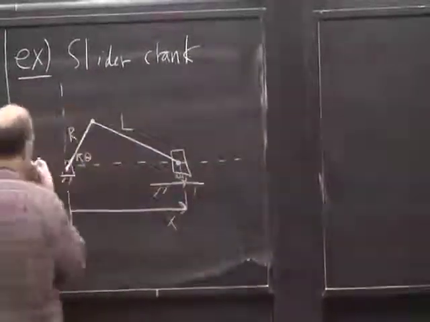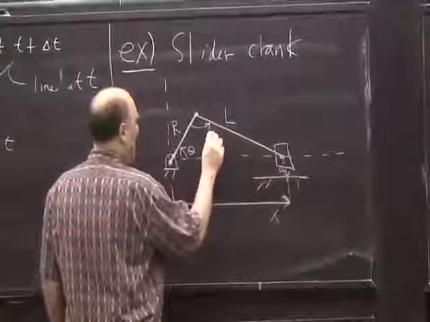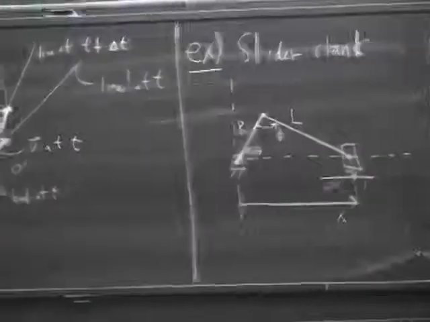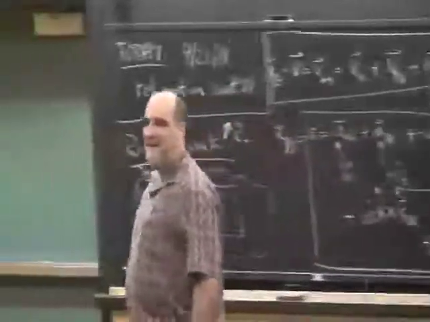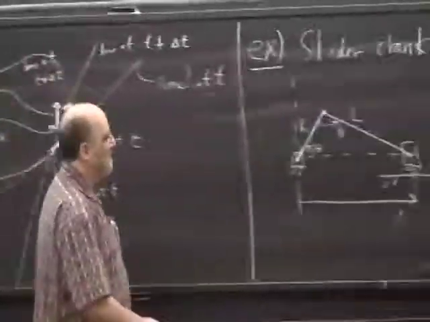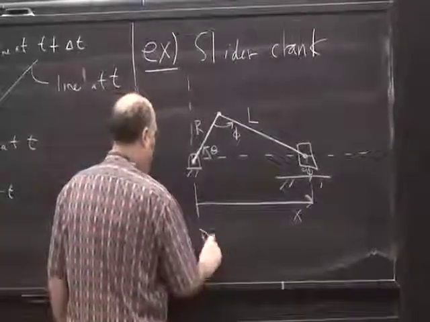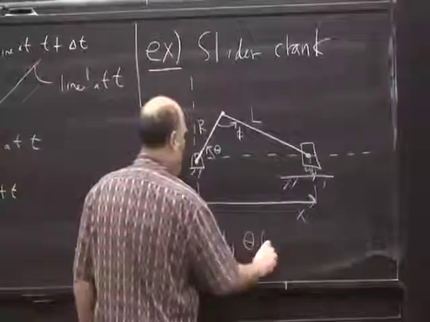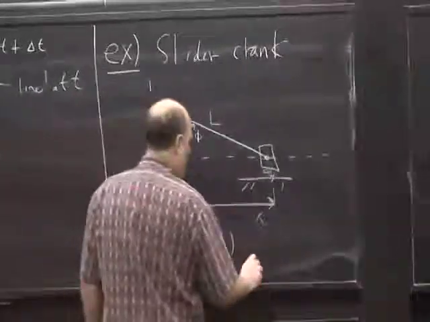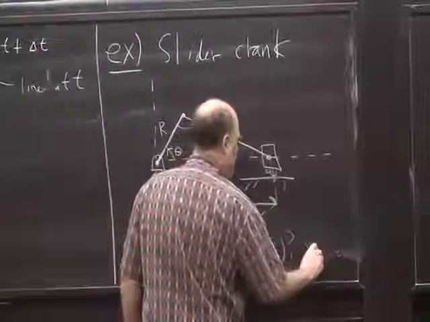I'm not going to do this problem in complete detail. Okay, let's call this angle here phi. Before we're going to get anywhere in figuring out velocities and accelerations, we've got to figure out something about positions. So can we even find, let's say we're given R, and we're given L, and we're given theta as a function of time, and we're trying to find, say, phi as a function of time, or we're trying to find X as a function of time.